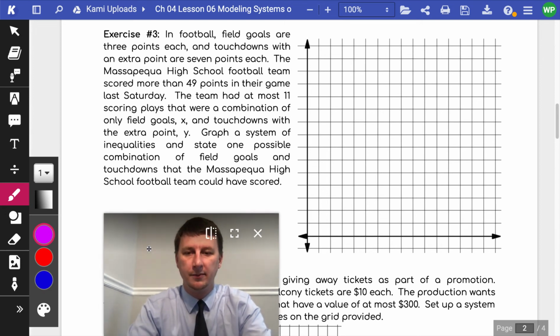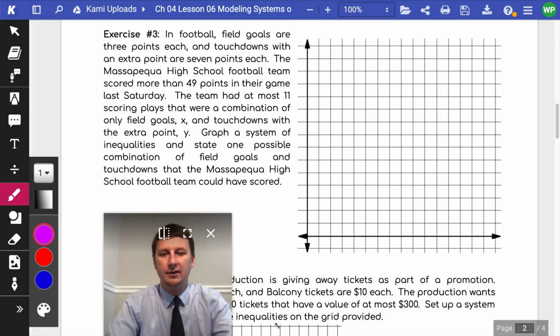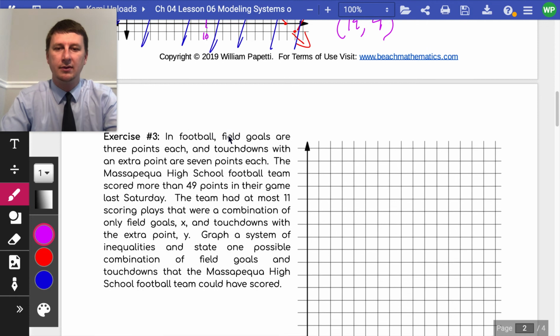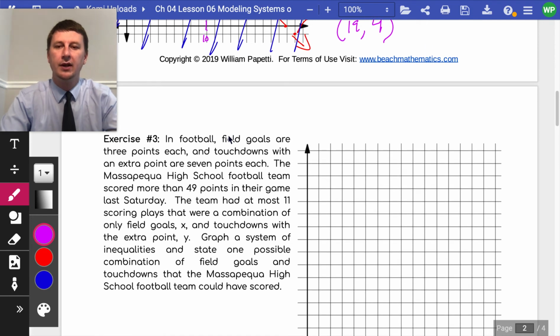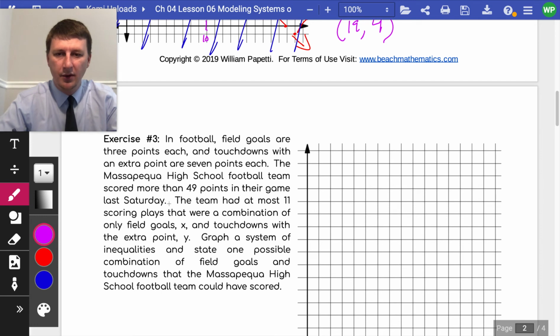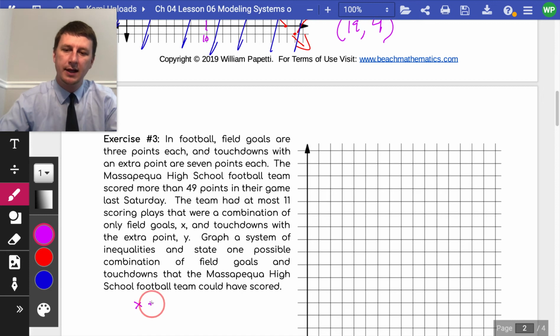So we want to go ahead and set up a system of inequalities here and then graph it. So I'm going to have to move my video somewhere out of the way. Okay. There we go. So we're going to set up our system of inequalities where we know that there was a total of at most 11 scoring plays. So the total of field goals and touchdowns with the extra point was at most 11. So it had to be less than or equal to 11.